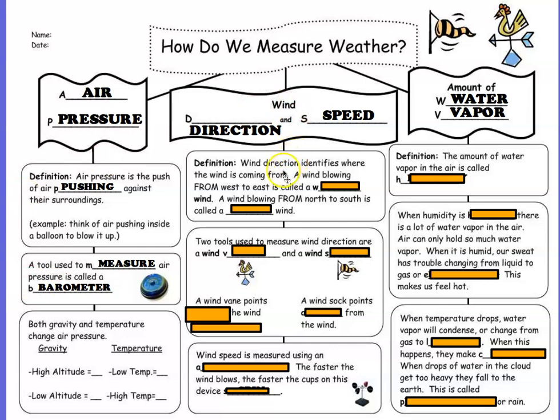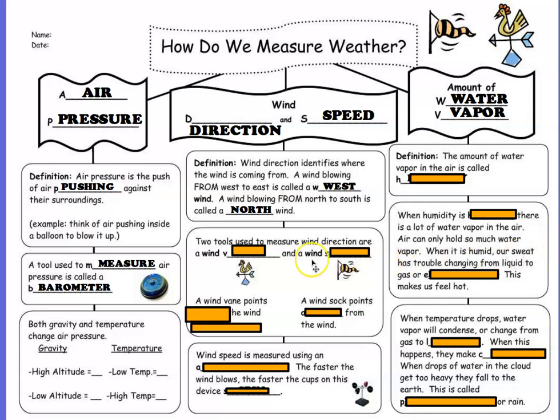Wind speed and direction are also important. It identifies where the wind is coming from. A wind blowing from the west to east is called a west wind, and a wind blowing from the north to south is a north wind. Much like many things with weather and the water cycle and land features, we're talking about where these things originate. That's how they get their names.